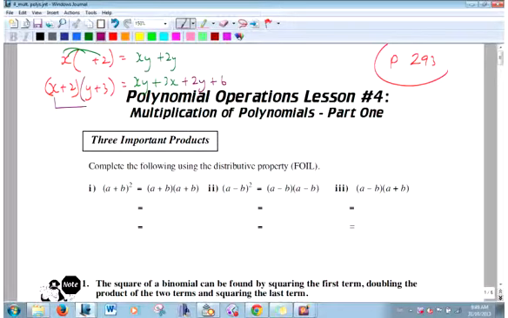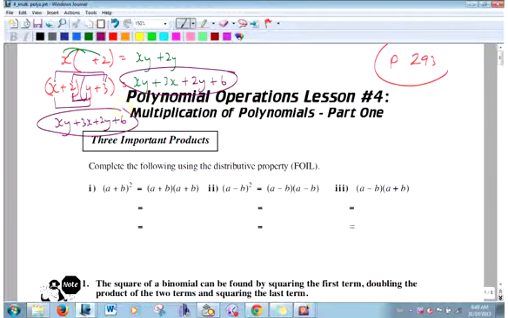Okay? First, x times y. O is outside, 3 times x. I is inside, 2y. And last is 2 times 3, 6. I get the same thing. Someone's asking me, what's the difference between distributive law and FOIL? Not much. Just the way of thinking about processing it. But you get the same answer, right? Okay? In the same order, too.